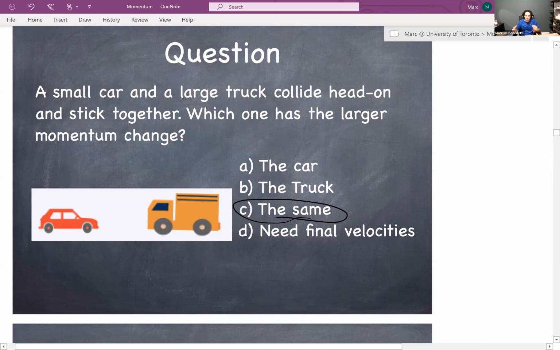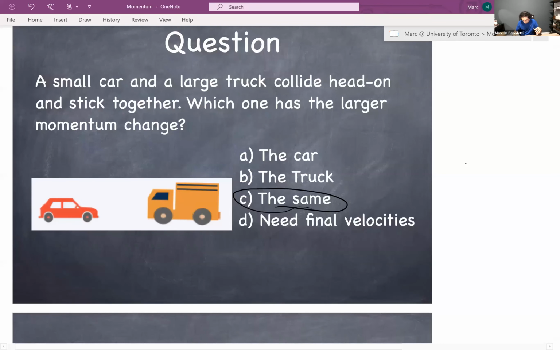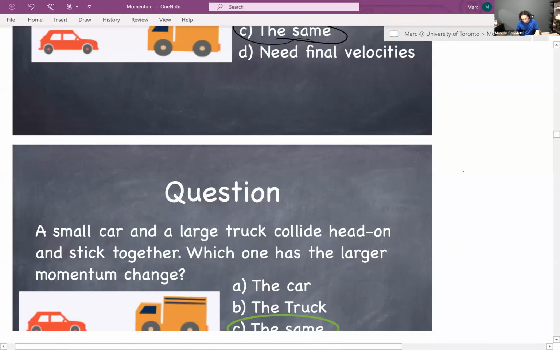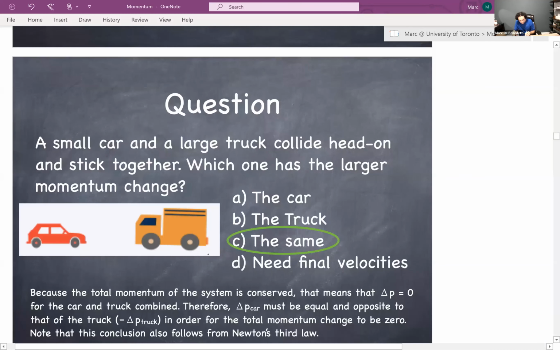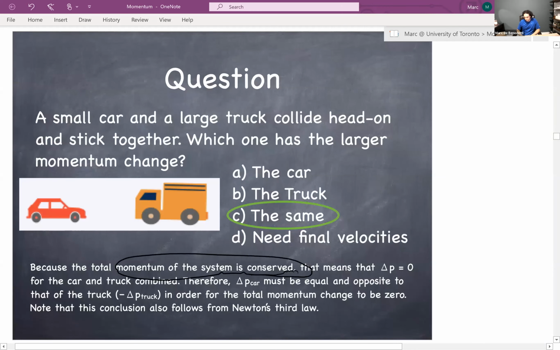Conservation of momentum. If one object has a decrease in momentum because it hit a post and now it stops, whatever momentum is lost by one object has to be gained by the other object, right? The change in momentum has to be the same. So this just falls out of momentum in the system being conserved. Okay, so law of conservation of momentum.